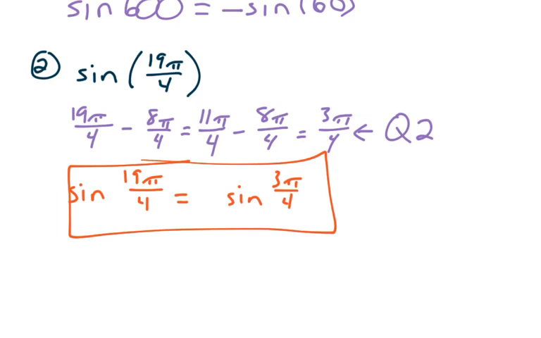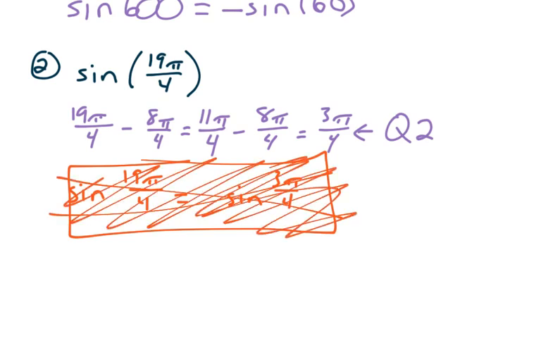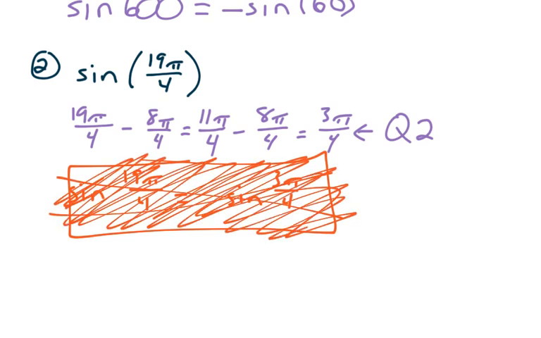And I just realized that I made a mistake. 3 pi over 4 is not a quadrant 1 angle. So what we need to do is actually figure out the reference angle. Silly me. So I'm going to just cross this off because that's not our answer. We'll just ignore that, scratch it out, erase it, whatever you need to do. So we need to figure out the reference angle.